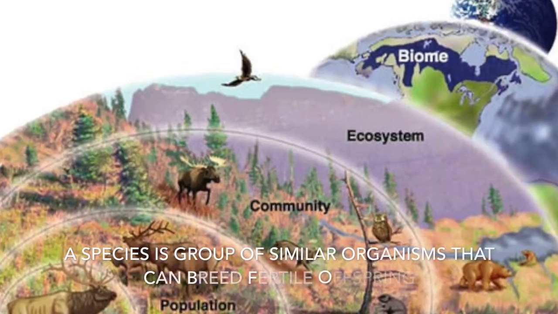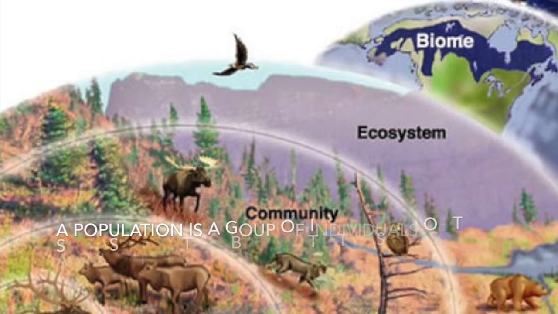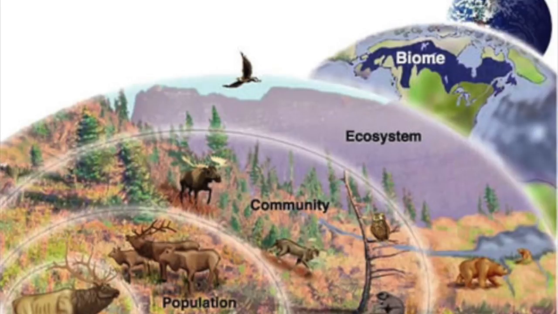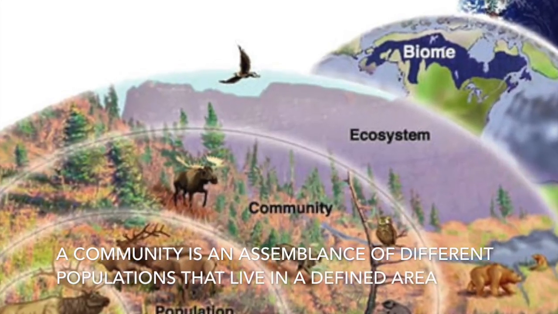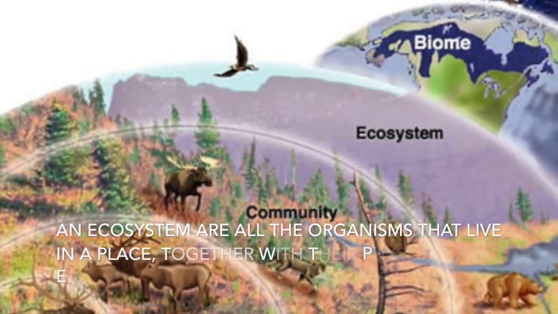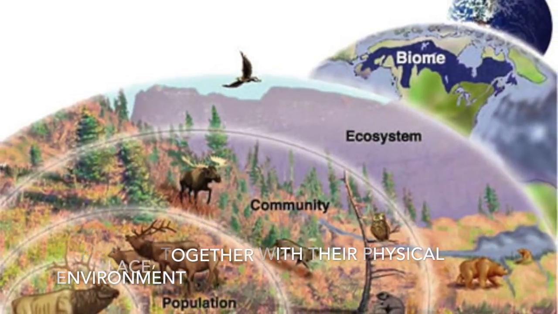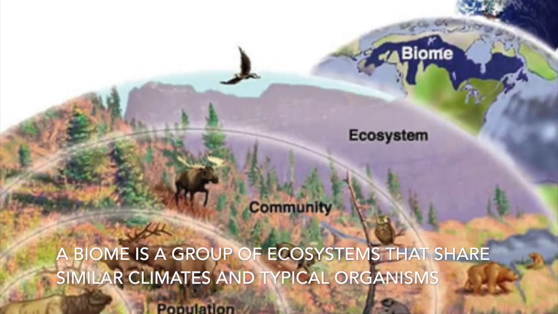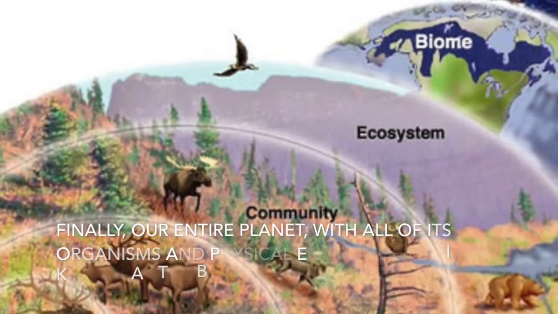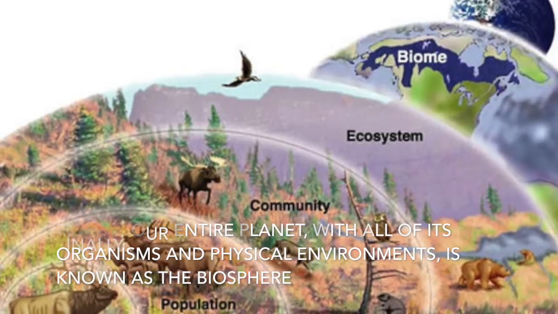A species is a group of similar organisms that can breed and produce fertile offspring. A population is a group of individuals that belong to the same species and live in the same area. A community is an assemblage of different populations that live together in a defined area. An ecosystem is all of the organisms that live in a place, together with their physical environment. A biome is a group of ecosystems that share similar climates and typical organisms. And finally, our entire planet, with all of its organisms and physical environment, is the biosphere.